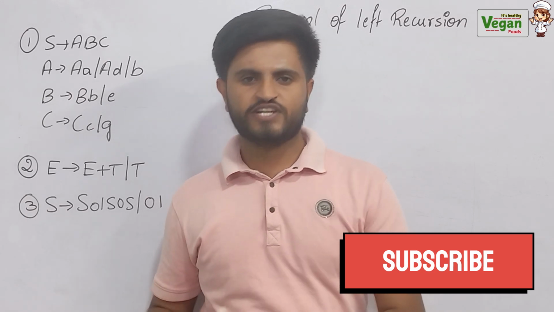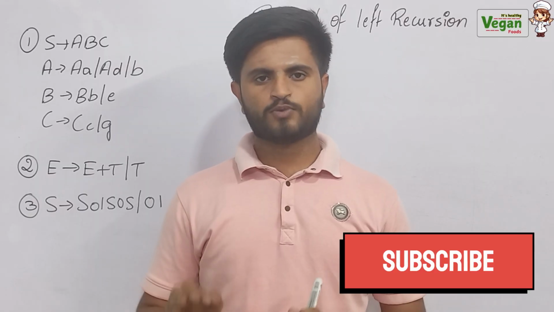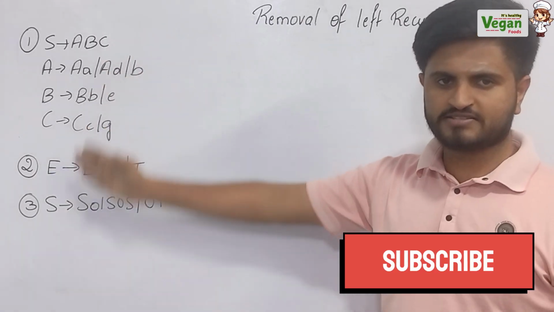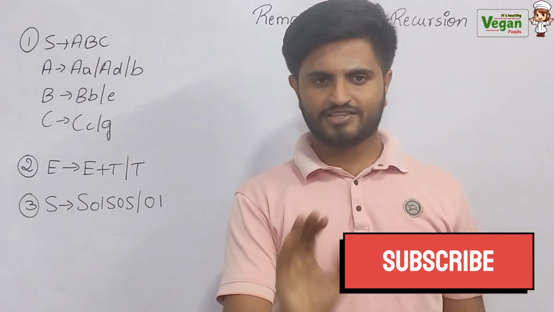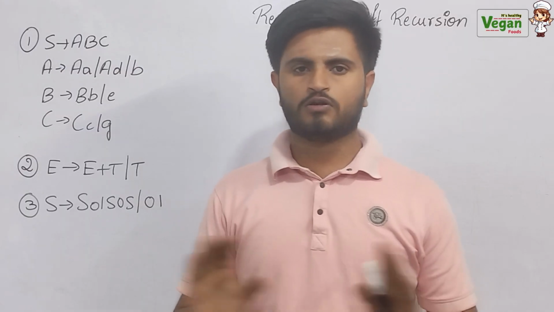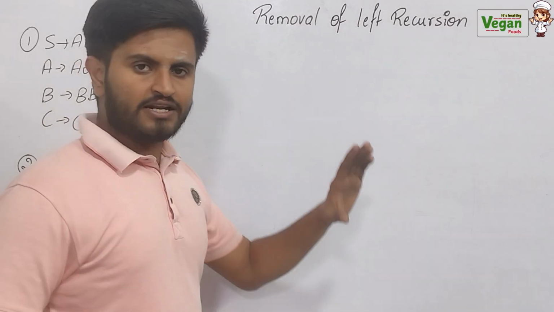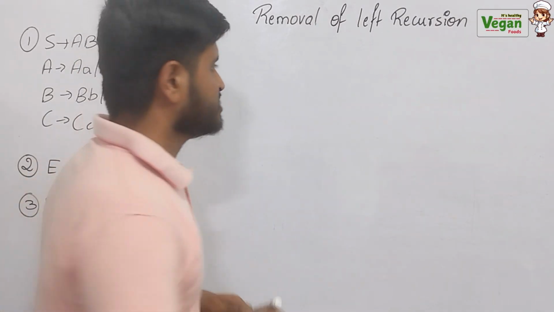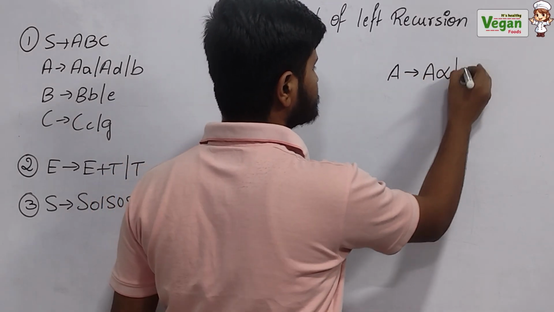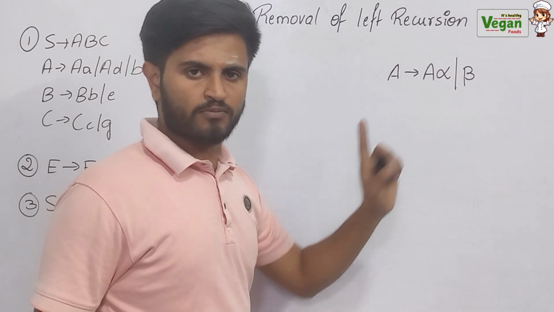Everyone, in this video, let's discuss how to solve the removal of left recursion problem in theory of computation. I took 3 examples. If you solve all 3 examples, you will understand and be capable of solving all problems related to this concept. Now, the generalized format of the left recursion problem is A producing A alpha slash beta. In this format, the left recursion problem will be there.